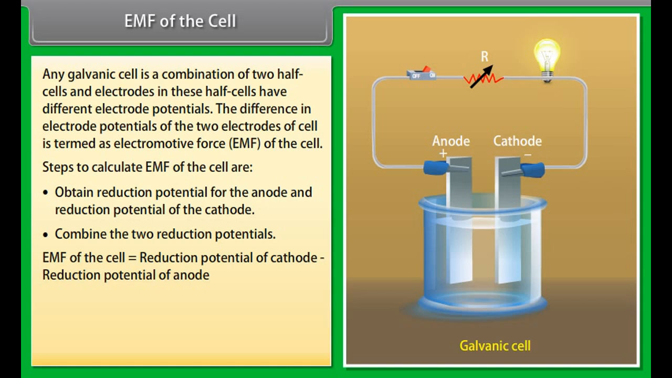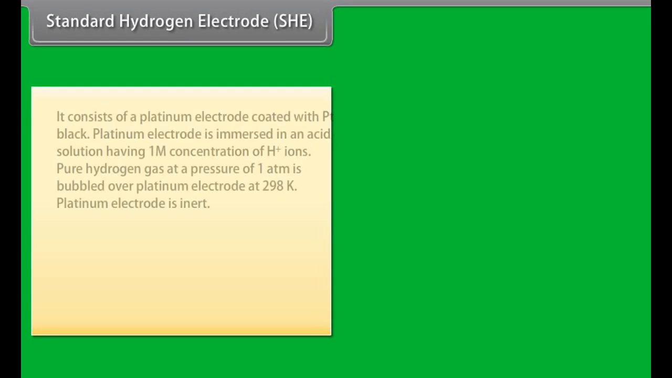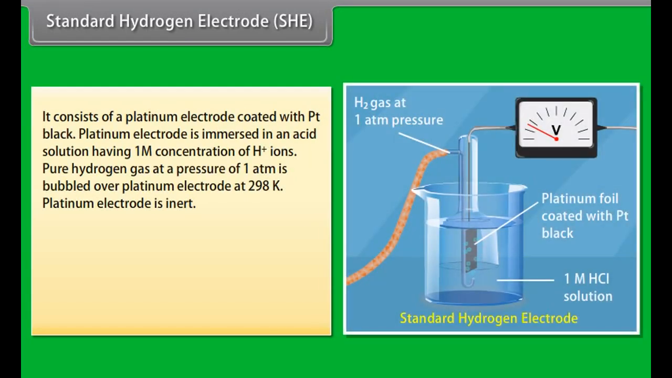EMF of the cell is equal to reduction potential of cathode minus reduction potential of anode. That is, E cell is equal to E cathode minus E anode, or E cell is equal to E right minus E left. Standard hydrogen electrode, or SHE. It consists of a platinum electrode coated with platinum black.